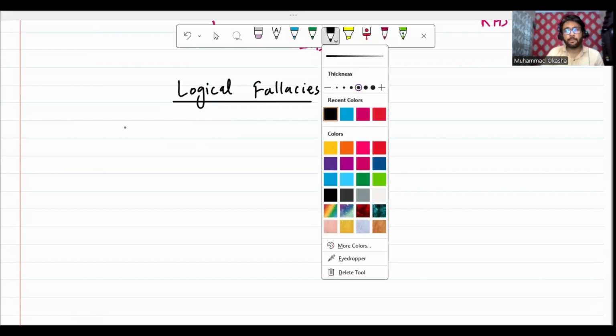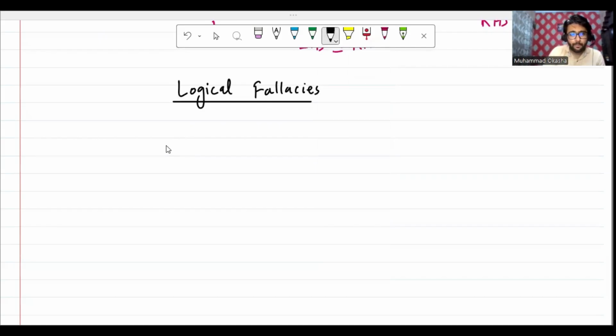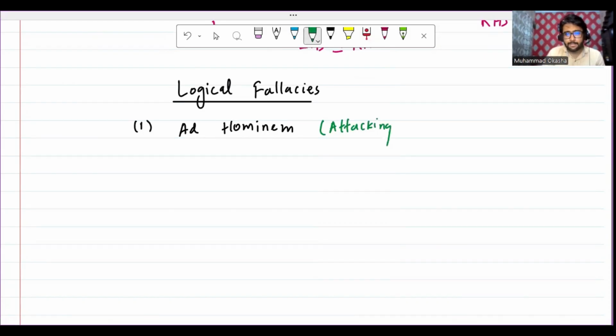There are a lot of logical fallacies, but I'm only going to mention five of them. The first one is very, very common, especially in our South Asian, Pakistani culture. It is called ad hominem. Ad hominem is a Latin phrase, but it actually means attacking the person, right?